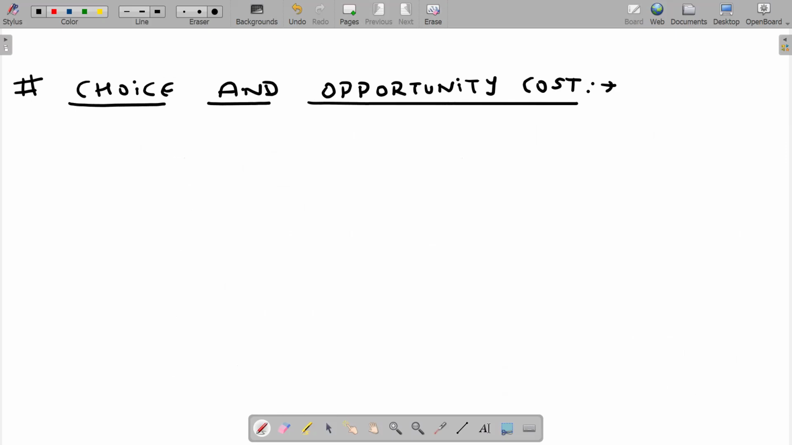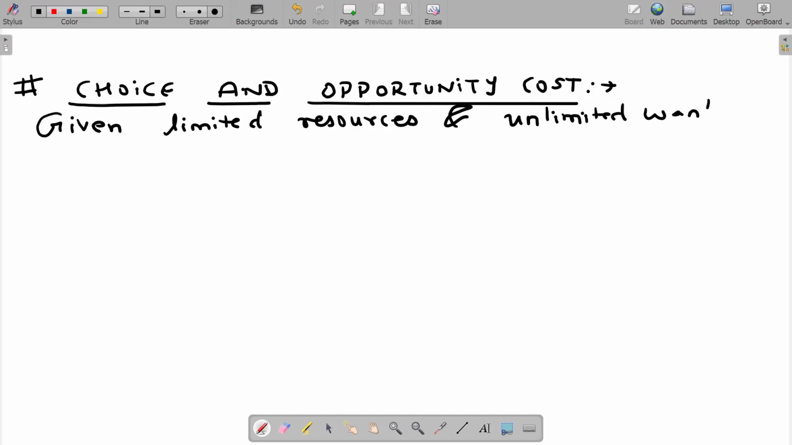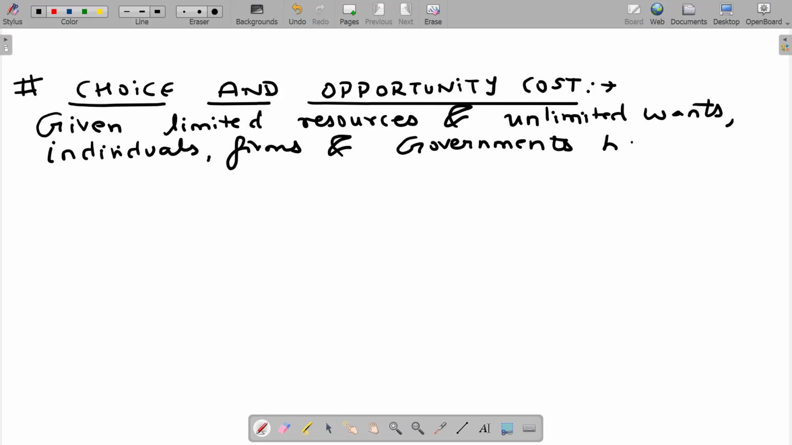Okay, so I can write that given the limited resources and unlimited wants, individuals, firms, and governments have to choose which wants to satisfy.